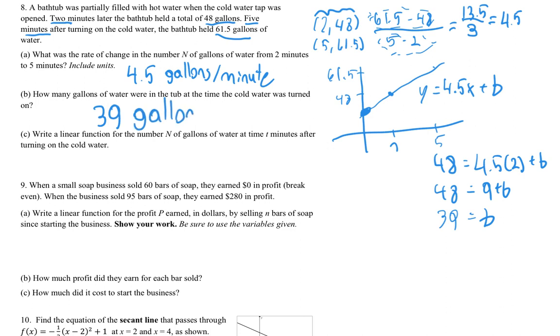And now for the last part, it wants a linear function, aka equation of a line, for the number of gallons. Instead of y, we're going to use the number of gallons, so n equals, and then it's the number of gallons at time t minutes after turning on the water. So our slope was 4.5. Instead of x, we're going to say t, and our starting value was 39 gallons. And there we go. That's it for that one.